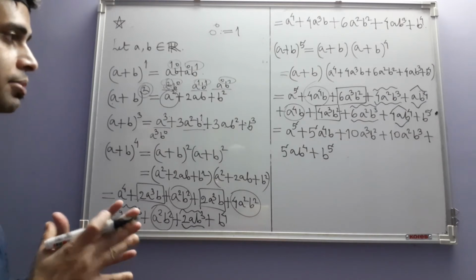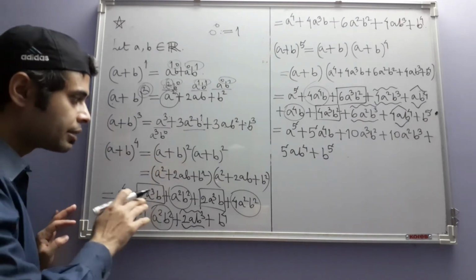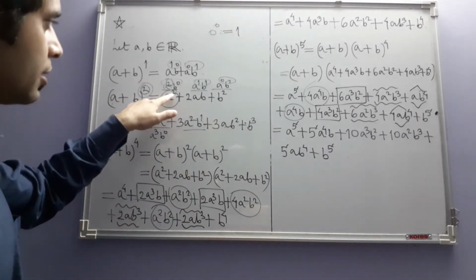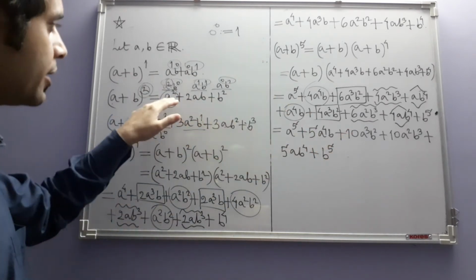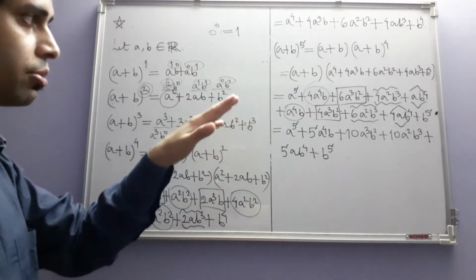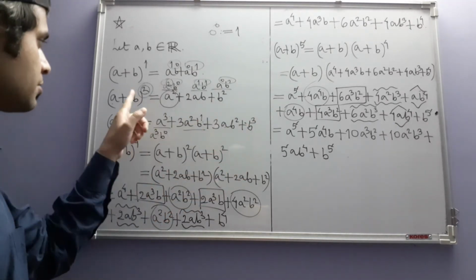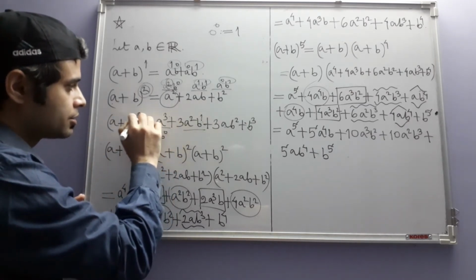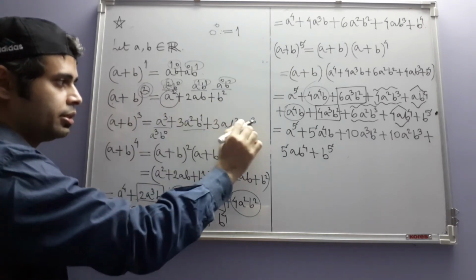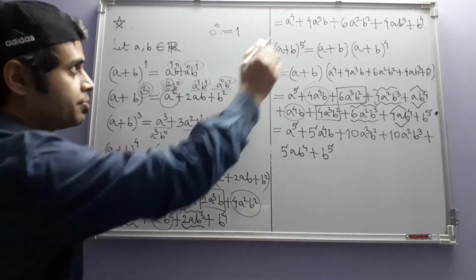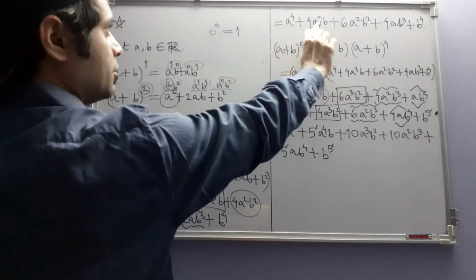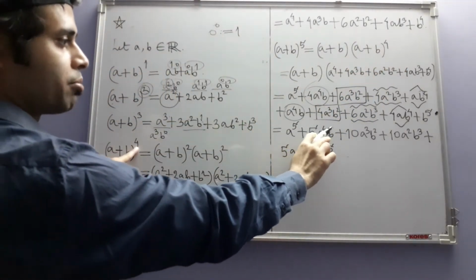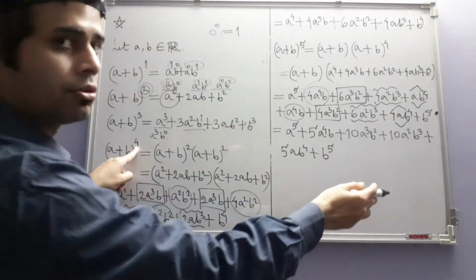Now, what are we observing here? The pattern in which the powers of A and B are going, that we already know. The exponents of A will decrease, simultaneously the exponents of B will increase, so that the sum of the exponents becomes the index or exponent. You can see here 3 plus 0 is 3, 2 plus 1 is 3, 1 plus 2 is 3, then 0 plus 3 is 3. Here also 4 plus 0 is 4, 3 plus 1, 2 plus 2, 1 plus 3, 0 plus 4. Here also 5 plus 0, 4 plus 1, 3 plus 2, 2 plus 3, 1 plus 4, 0 plus 5.